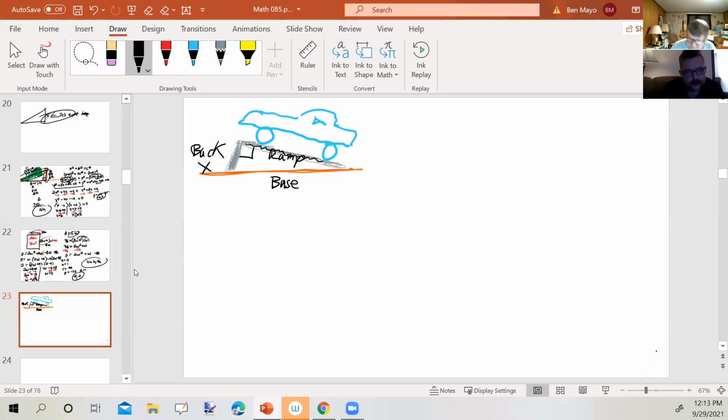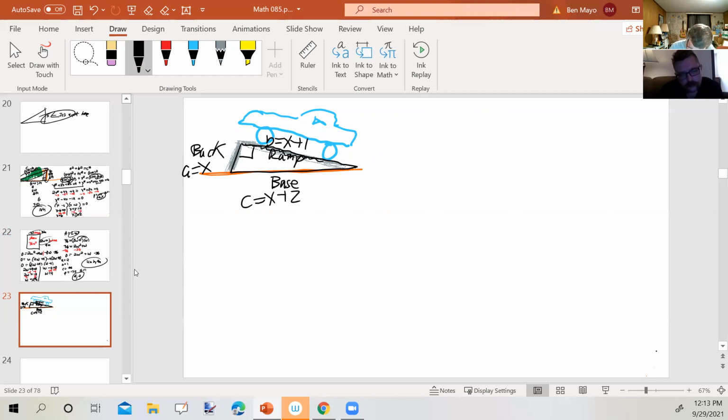So we're going to call the back X. The ramp is 1 foot longer than the back, so that would be X plus 1. The base is 2 feet longer than the back, that would be X plus 2. So basically we have a right triangle, and the sides are X, X plus 1, and X plus 2. Which side is longest? X plus 2, so that's the hypotenuse. This is C, and these others are going to be A and B.